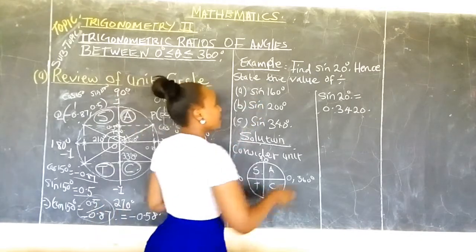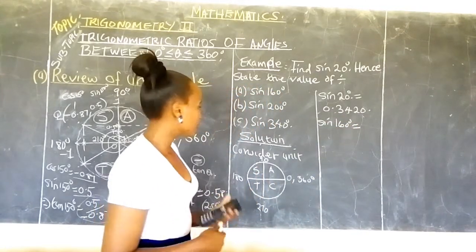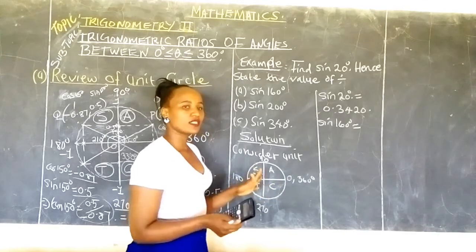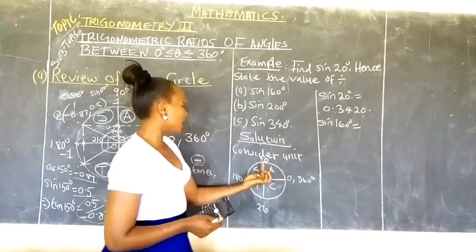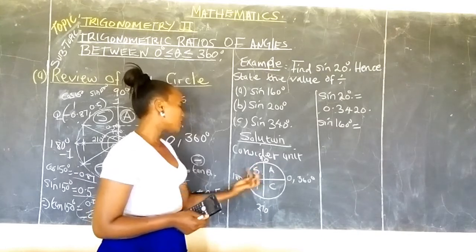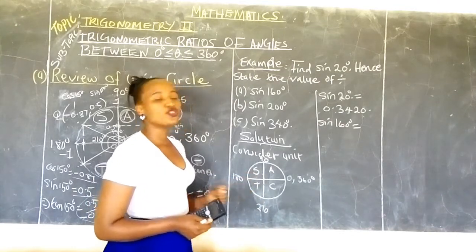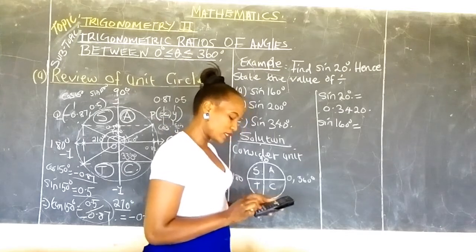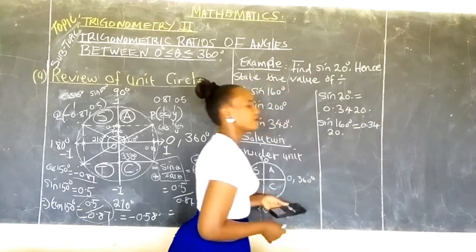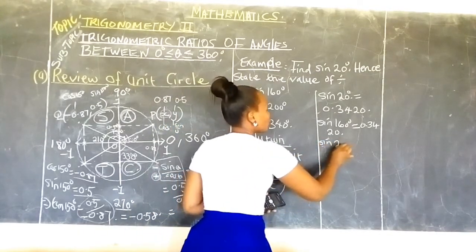Now, if we were to find sine 160 degrees, the first question we ask ourselves is, in which quadrant does 160 degrees fall? Is it between 0 and 90? The answer is automatically no. So 160 is between 90 and 180 degrees, and we know in this range only sine is positive. So we are expecting the answer for sine to be positive. Let's see. So sine 160 is equivalent to 0.3420.